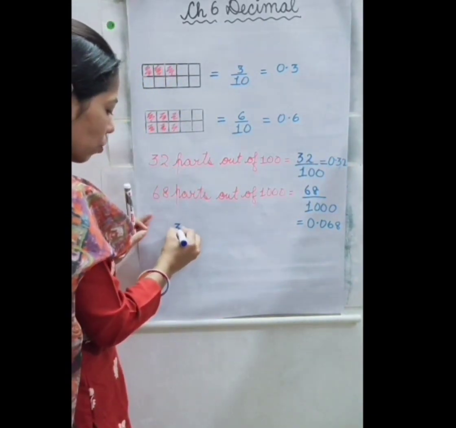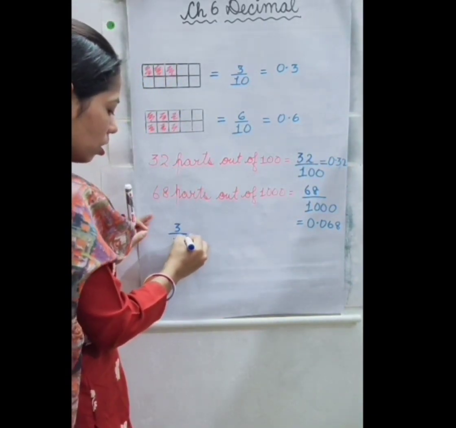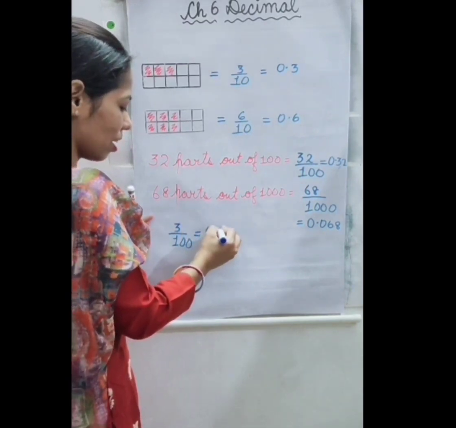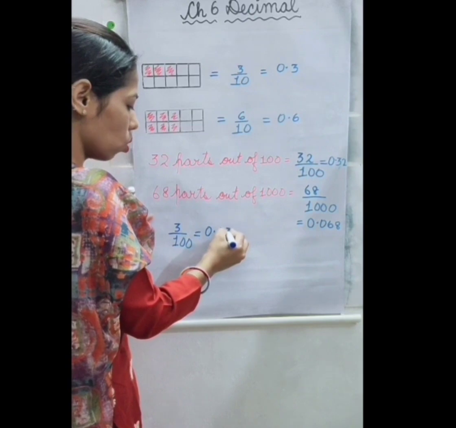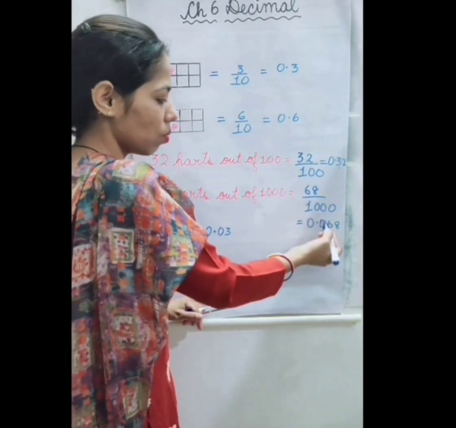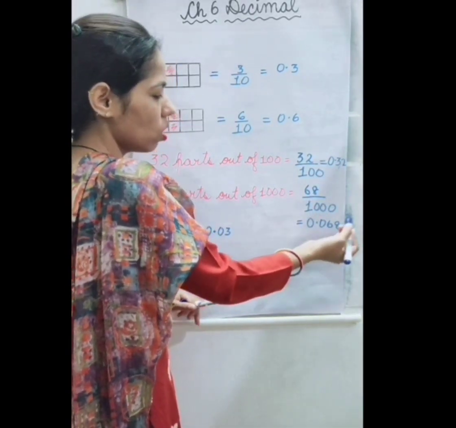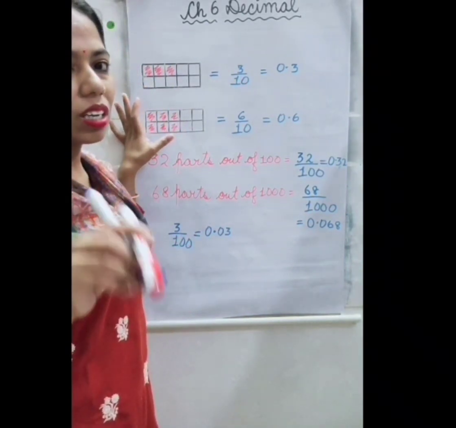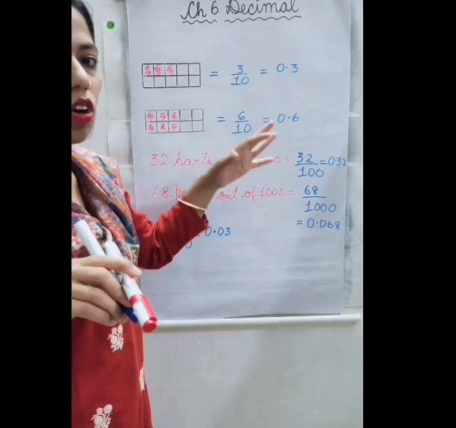Suppose you have the fraction 3 by 100. How will you write 3 by 100? You will write it as 0.03. And 68 by 1000 is 0.068. So here we can see decimal numbers are nothing but a kind of fractions.